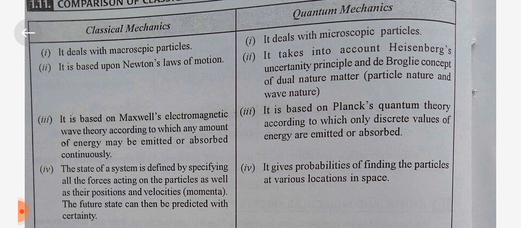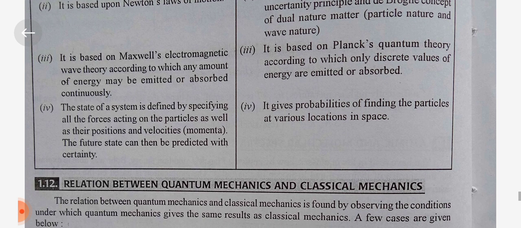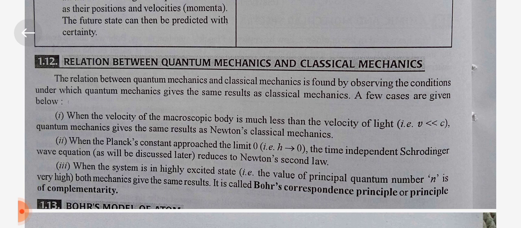In classical mechanics, the state of a system is defined by specifying all the forces acting on the particles as well as their positions and velocities. The future state can then be predicted with certainty, while quantum mechanics gives probabilities of finding the particles at various locations in space. Now, the relation between quantum mechanics and classical mechanics.